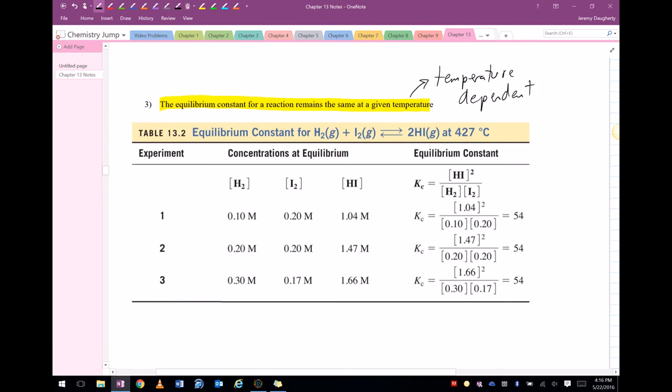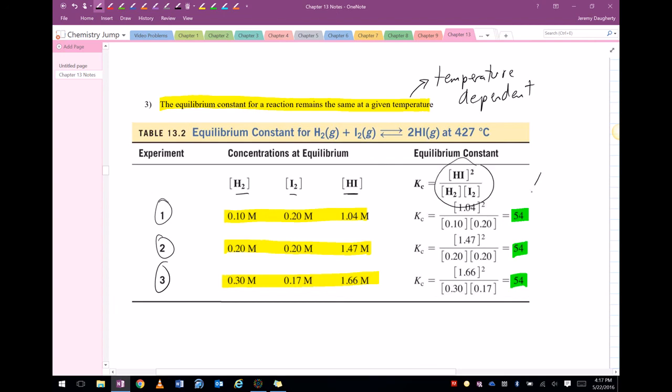Okay, so here, take a look. We have 3 different experiments. Okay, in each experiment we're starting out with a different concentration, different concentration, different concentration. Actually, those are the equilibrium concentrations. Alright, but notice in each case Kc is equal to 54. So what happens is that while hydrogen, iodine, and HI are reaching equilibrium, the ratio is such that it will always equal 54, no units on an equilibrium expression, so long as the temperature is 427 degrees Celsius.